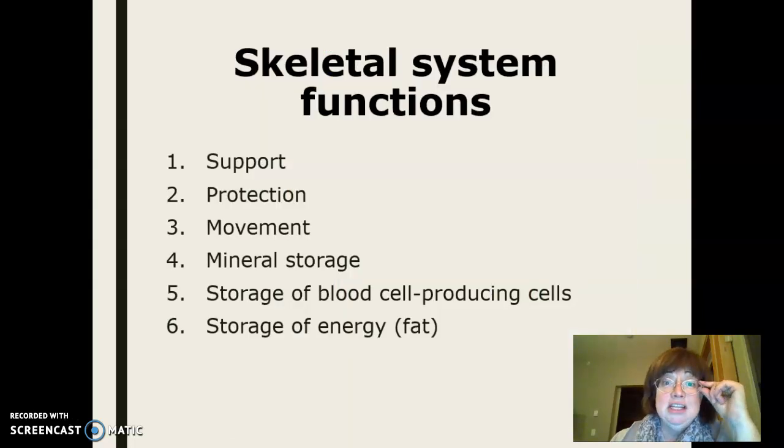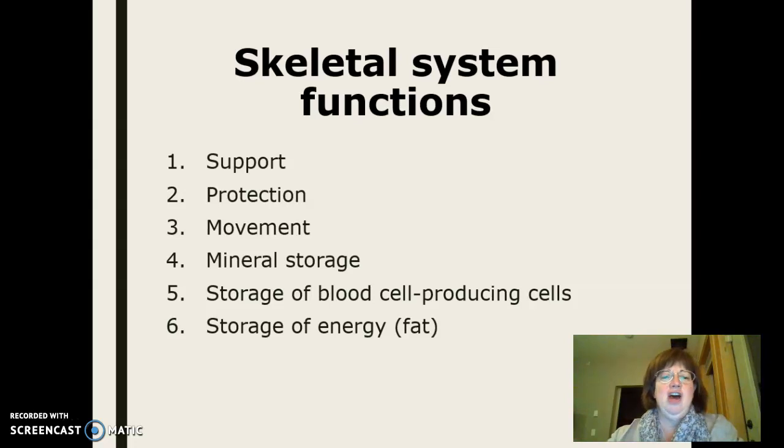When we look at the skeletal system, it's got a lot of functions, 6 functions according to this one, and you may not have thought of them all. First one is support, it holds you up. Second one is protection, so your ribs protect your inside organs, your cranium protects your brain. Then there's movement, because your bones act as the levers for your muscles to work on.